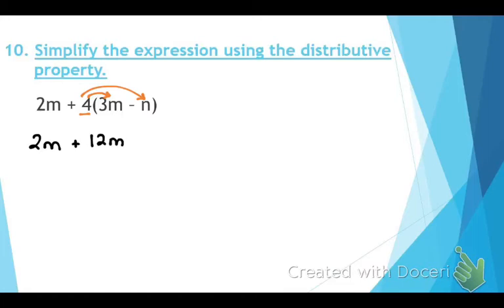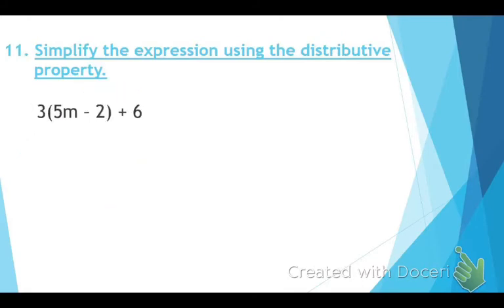12m. What is 4 times negative n? Negative 4n. Okay, remember this has a coefficient of 1. Now we're going to combine the like terms, the m family and then the n family. 2m plus 12m is 14m minus 4n.